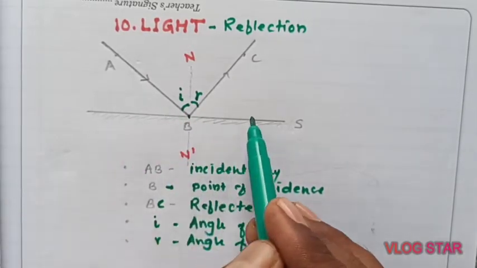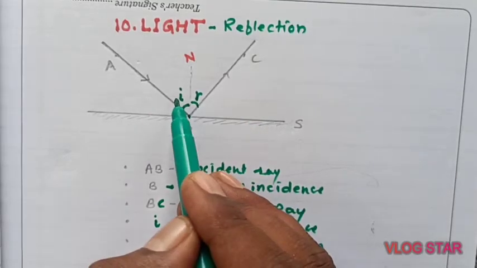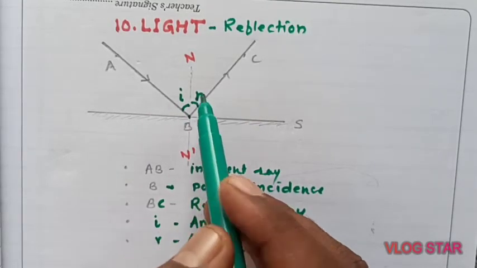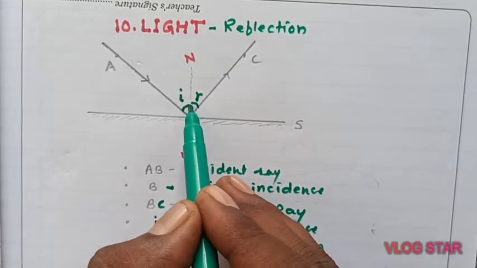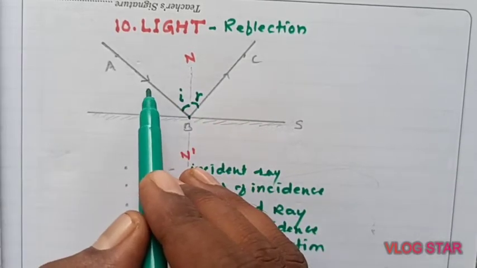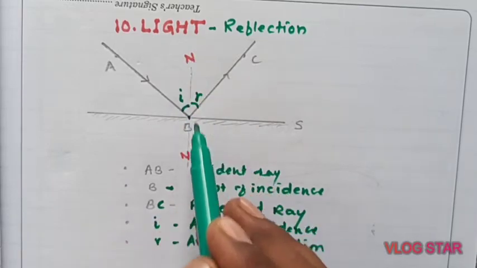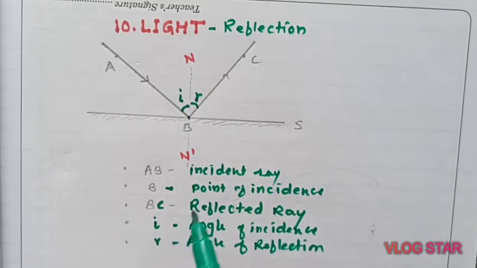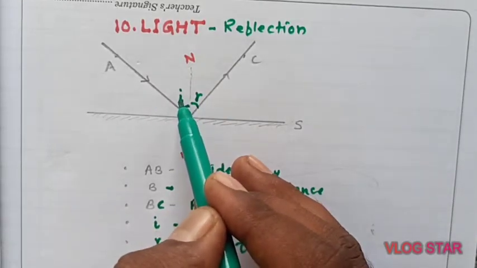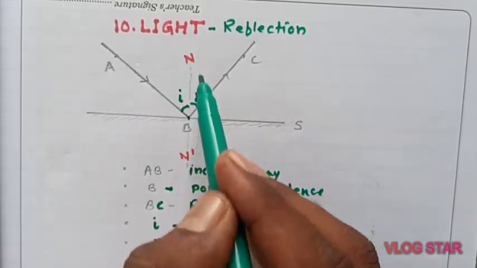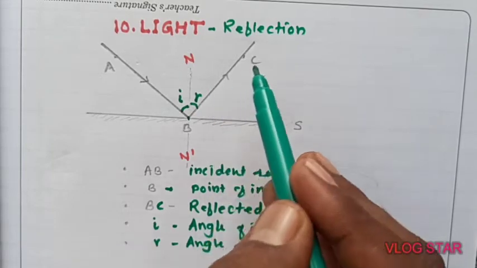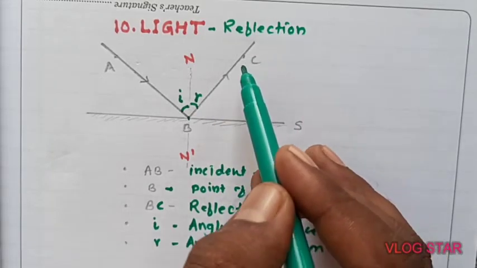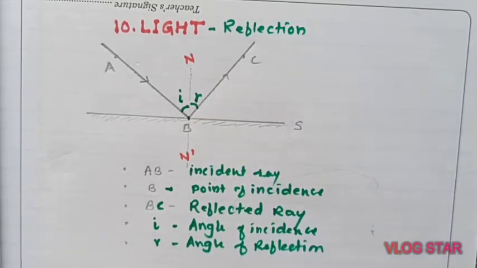If the surface is smooth and plane, then I equals R. So the reflected ray will make the same angle with the normal as the incident ray has made with the normal. As you know, the angle of incidence is the angle between the incident ray and the normal, and the angle of reflection is the angle between the reflected ray and the normal.